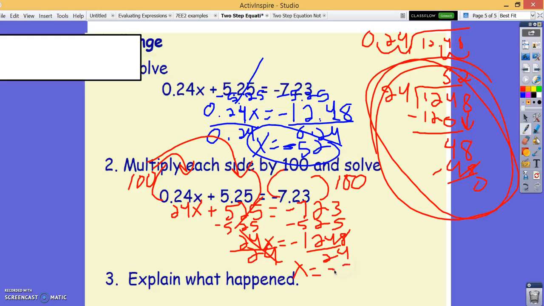So my answer is still negative 52, but the only difference is that in the second problem, I avoided working with decimals at all. So what I want you to do is write a 2-sentence or so explanation as to what just happened. How did I get the same answer the second time around, but it was a lot quicker and easier? And that will be what we go over first thing tomorrow.